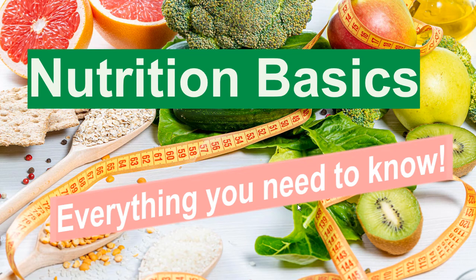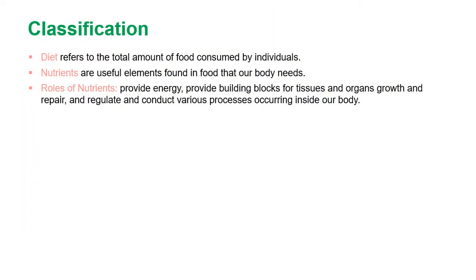So let's dive in. Diet refers to the total amount of food consumed by individuals. Nutrients are useful elements found in food that our body needs. They are required by our body for mainly three purposes: to obtain energy, grow and repair tissues and organs, and regulate and conduct various physiological processes occurring inside our body.